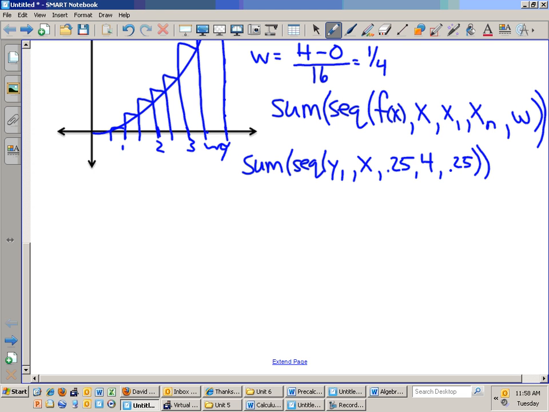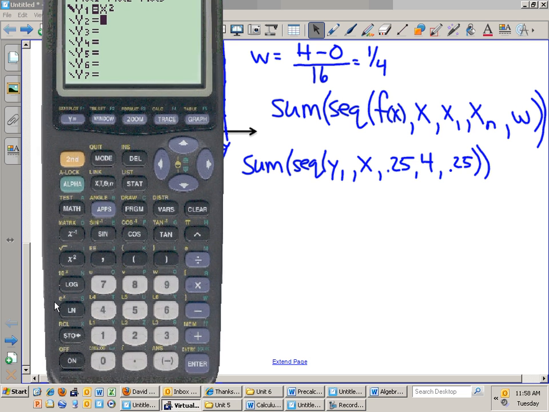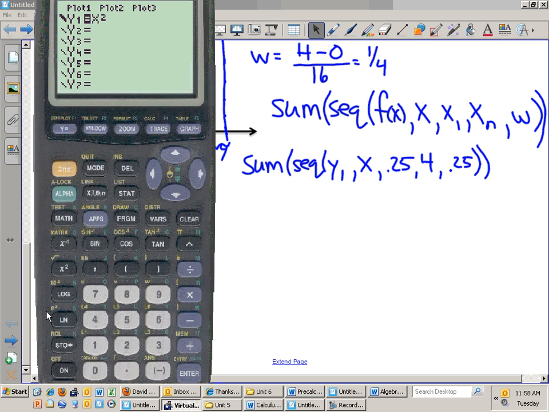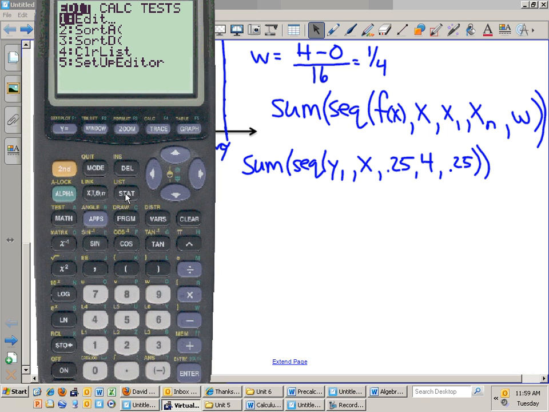So if we take out our calculator, you can find these commands in a couple different places. Catalog is one place you can find sum and sequence, but here's another place that is maybe a little bit quicker. If you go to list, second stat, there we go, and go over to operations, you can see sequence there. If you go over to math, you can see sum there.